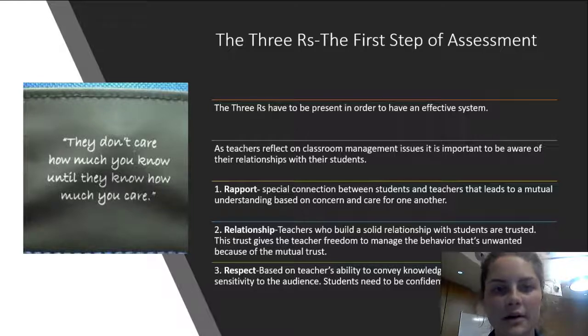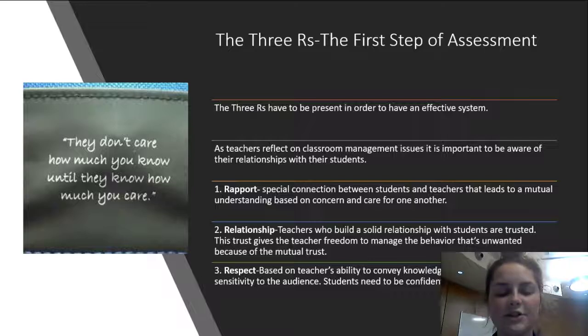Now, the first R in the 3 stands for rapport, which is the special connection between students and teachers that leads to a mutual understanding based on concern and care for one another. Now, that is exactly what it sounds like. It's the connection that you build with your students. That way you have that mutual understanding with each other, that everyone in the classroom cares for each other, and that helps build your community in the classroom.